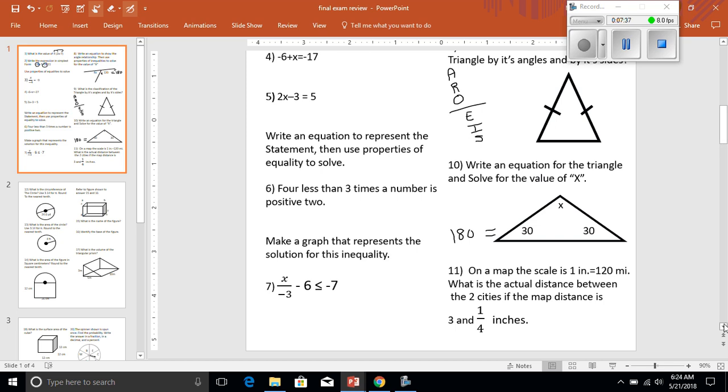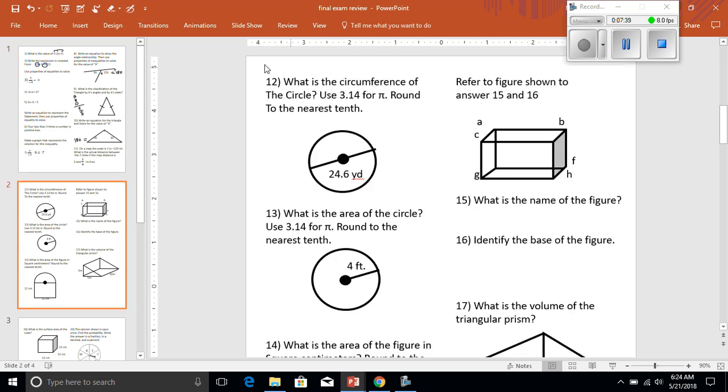All right, let's go to the next one. What is the circumference of the circle? Use 3.14 for pi, round to the nearest 10th. Remember, our formula for the circumference is diameter times pi. What is the area of a circle? Well, once again, we can remember the formula is pi r squared.